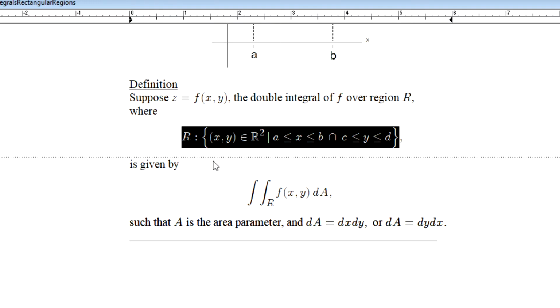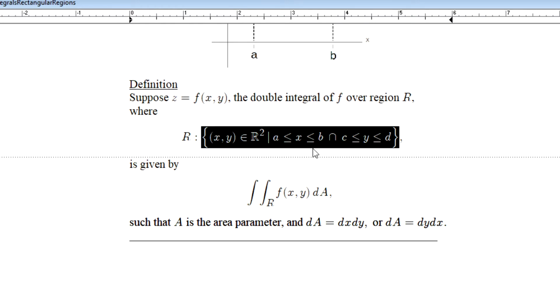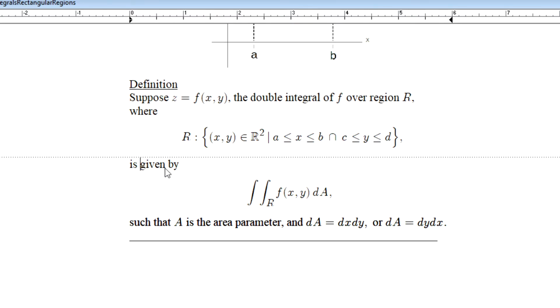we might say this is R, where R is represented by the set of coordinates in the xy coordinate space, or we might say R is defined by this set of coordinates in the xy coordinate space, is given by this double integral calculation here, folks. One thing we will note is that this double integral calculation is written in this somewhat arbitrary format.